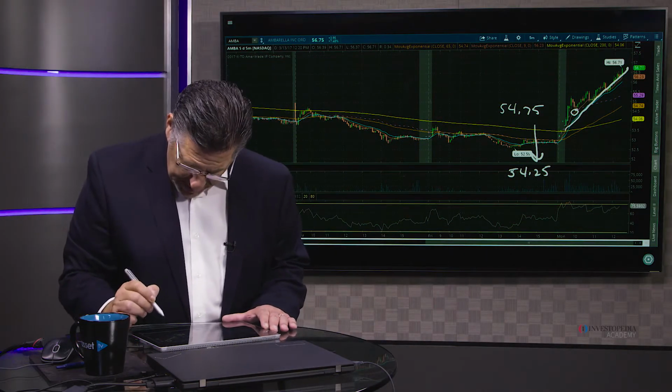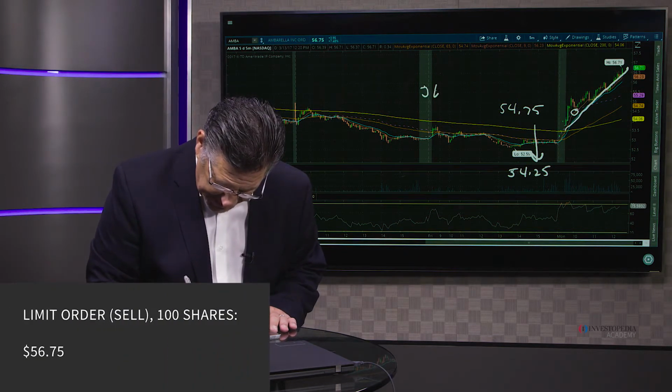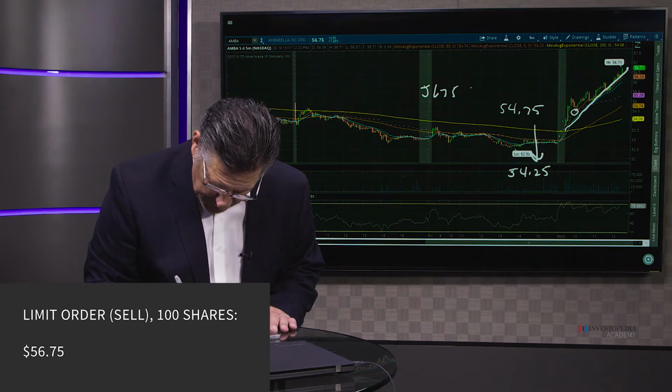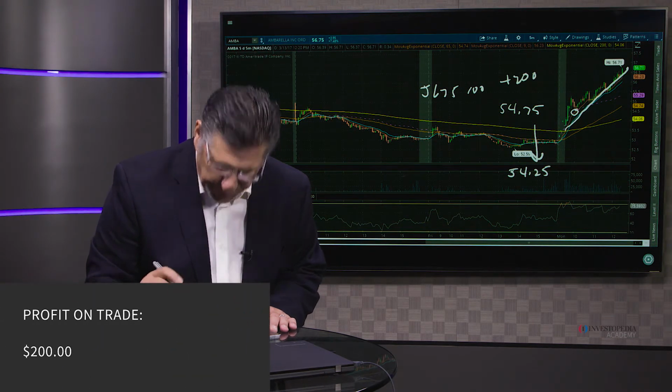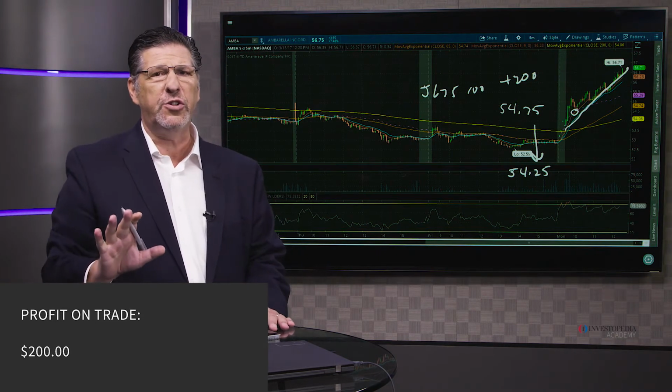So we bought at $54.75. We sold, let's just call it $56.75. We entered with 100 shares and we made $200 on that trade. Great. That's the first way we enter into a trend trade.